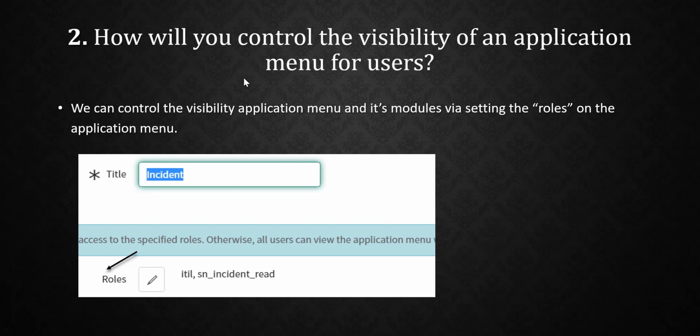Now the second question. How will you control the visibility of an application menu for users? The answer is, we can control the visibility of an application menu and its modules by setting roles on the application menu. Sometimes you will get a question like how you restrict this application or module for some particular user. At that time you will say, by setting some particular role on that application, and that role will not be given to that user. So without that role they are not able to access this application or module.